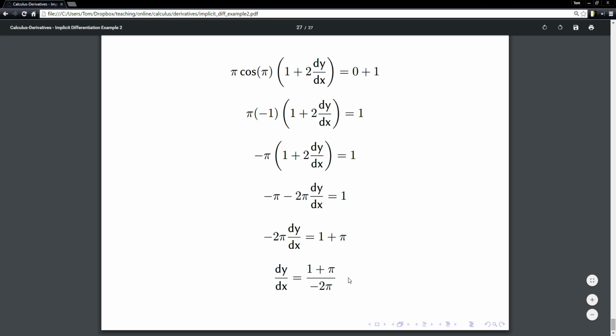And if you wanted to, you could plug that into your calculator and get an approximation for what that will be. Pi is about 3.14, so that's about 4.14, and this is minus 6.28 roughly. But anyway, if you wanted the decimal approximation, you could plug that in your calculator and get it.